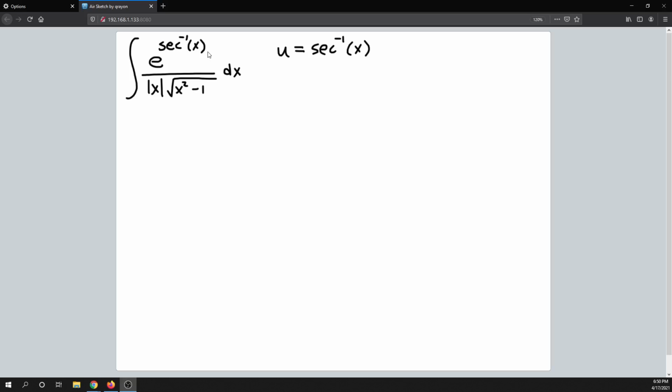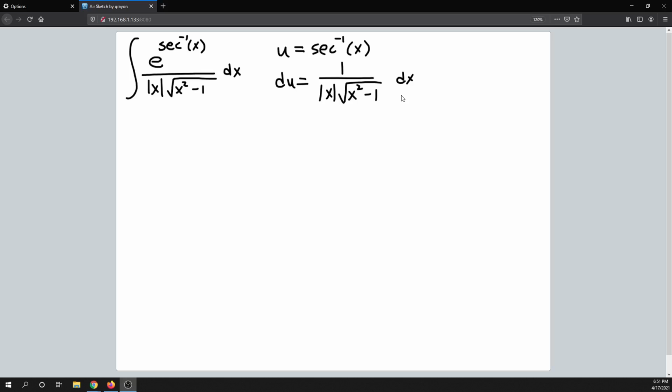Not only that, in the next step, when we go to calculate du, the derivative of the inverse secant is 1 over the absolute value of x times the square root of x squared minus 1. And so you can see that lots of parts of the derivative of secant inverse of x appear in the integrand, down in the denominator here. So 100%, this is the correct choice for u here.